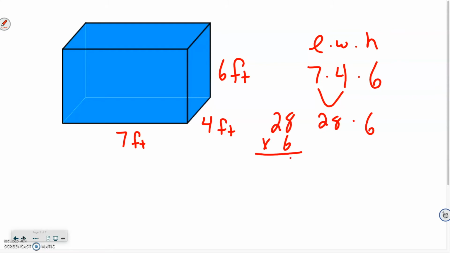6 times 8 is 48. 6 times 2 is 12, plus 4 is 16. So 168, what's your label? Feet cubed. So 168 cubes that are foot by foot by foot would fit into this rectangular prism, this space. Okay?